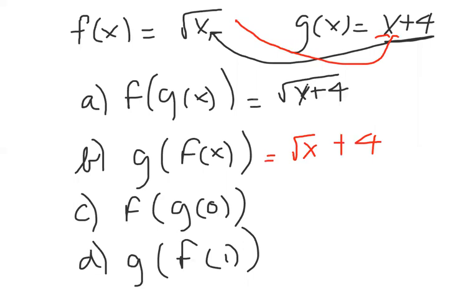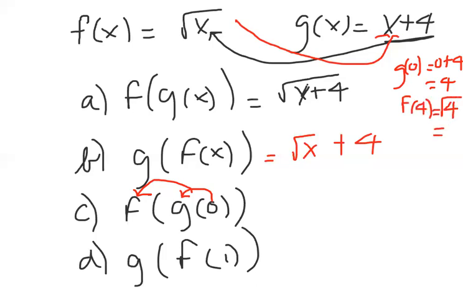Now, for the evaluation part, part C, they want you to take 0, plug it in for g, the answer you find, plug it in for f. So if you take 0, guys, you plug it into the g function, g of 0 will be 0 plus 4, so that gives you 4. If this one is 4, you take it, plug it into the f function. So f of 4 will be the square root of 4, which gives you 2. So this one will turn out to be 2. Any questions?